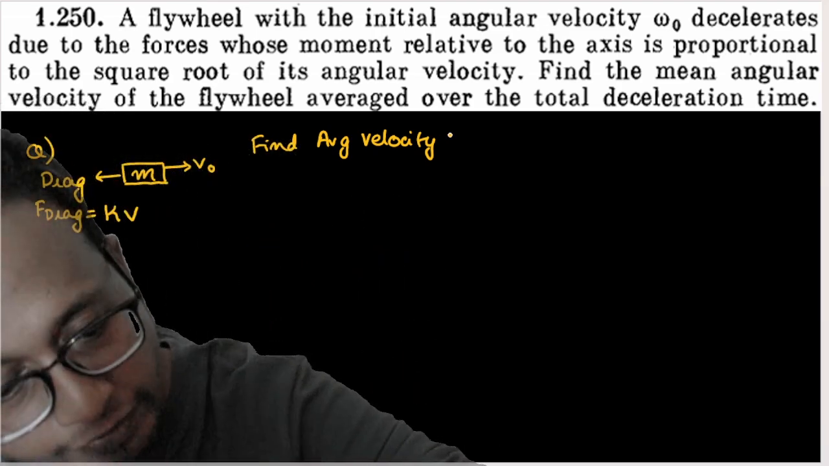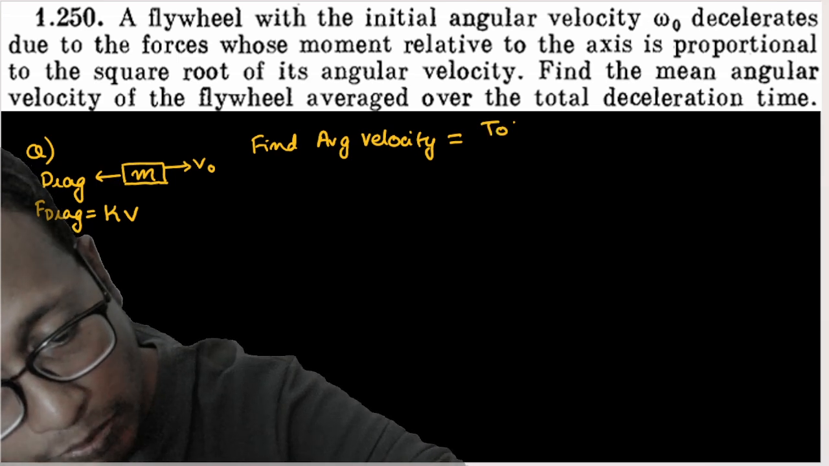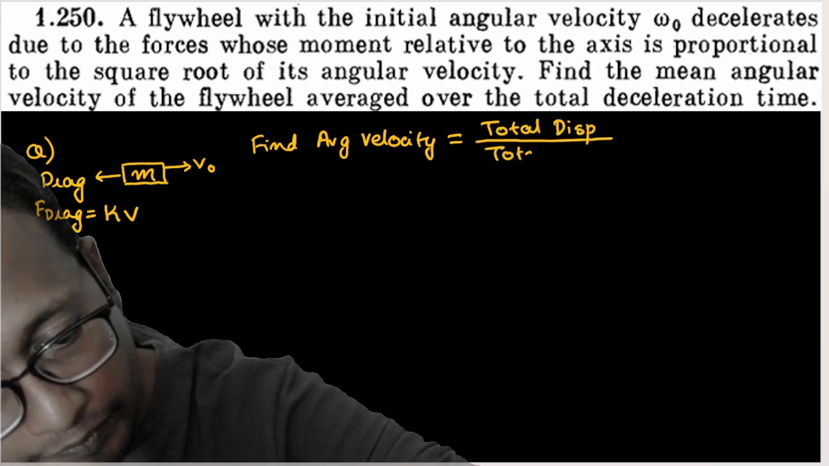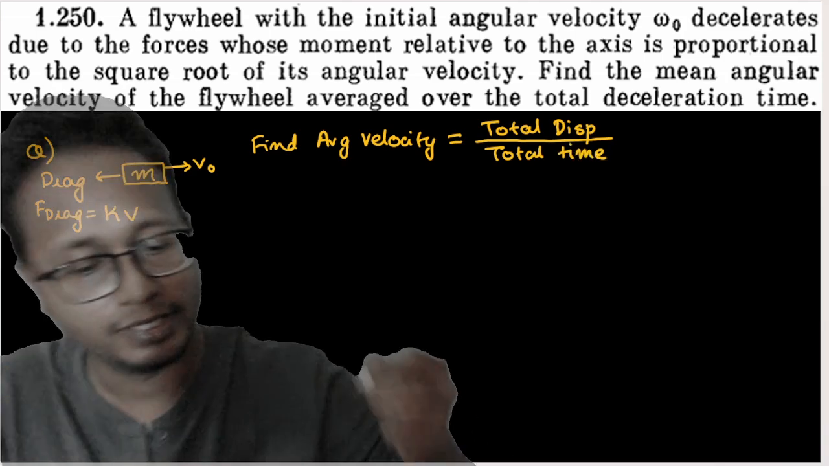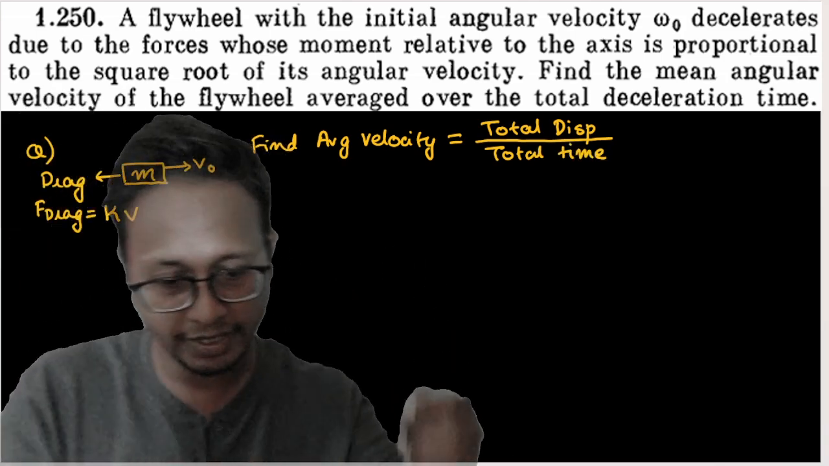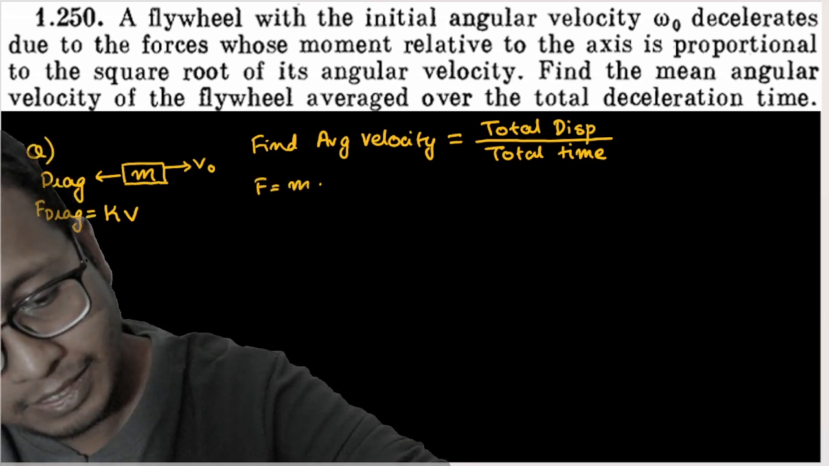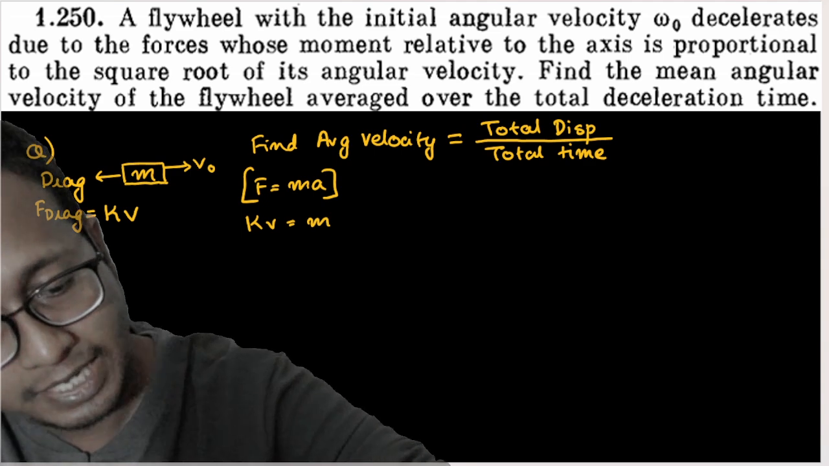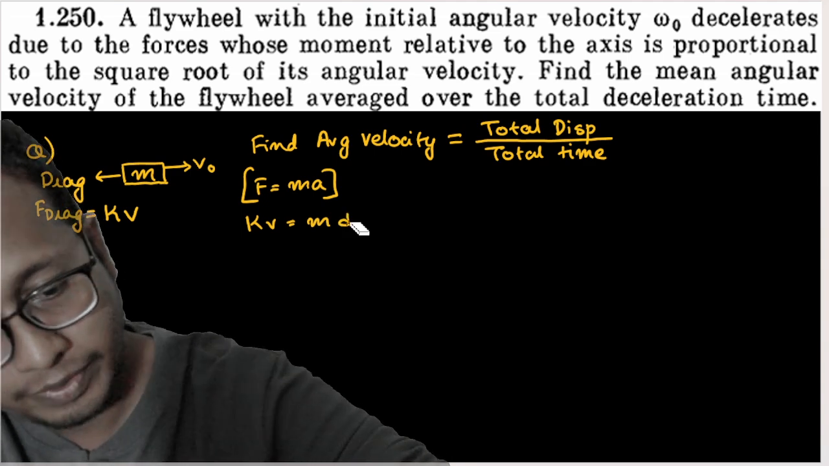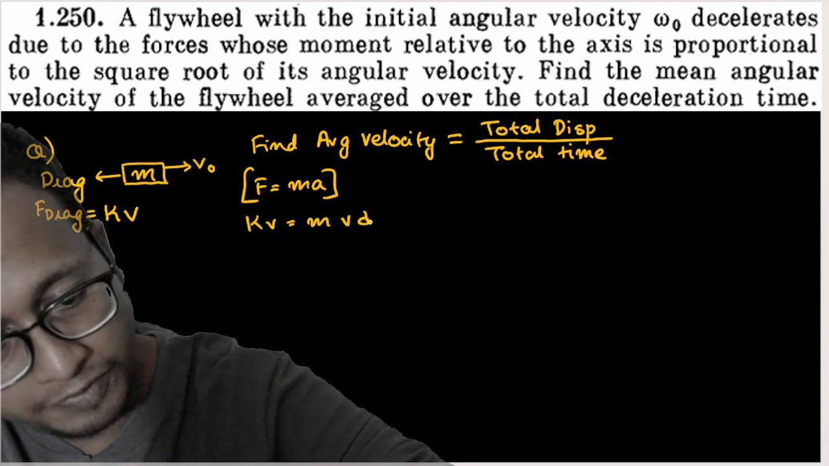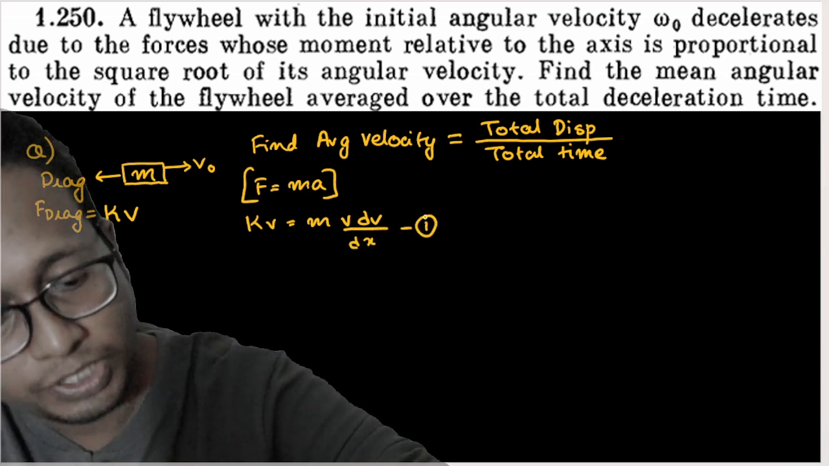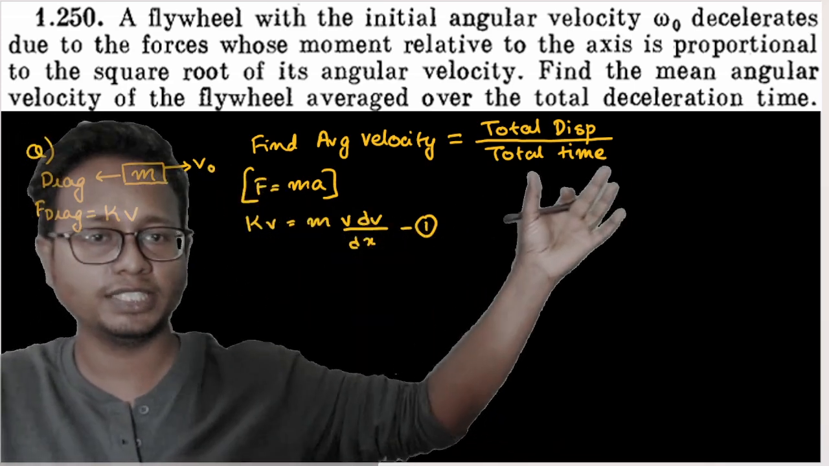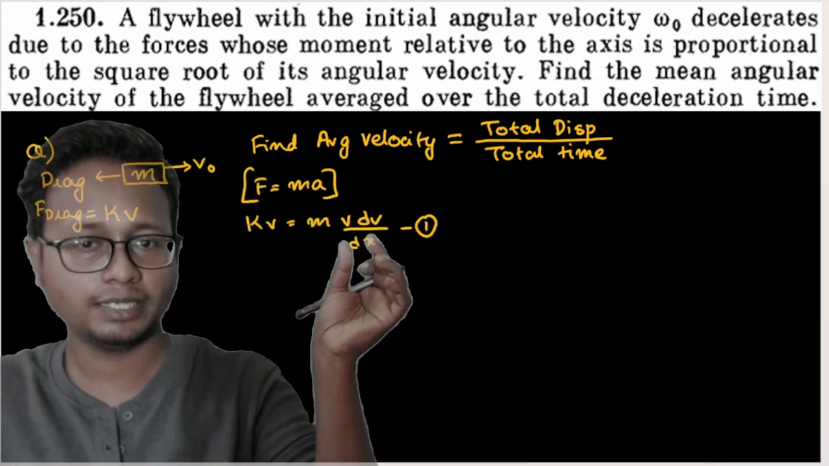And what is the formula for average velocity? Total displacement by total time, isn't it? And how do I find the total displacement? Force is equal to mass into acceleration. This is the main formula I use. What is the force out here? Kv. Acceleration can be written as v dv by dx. So from this equation, I'll get the total displacement because I know the initial and final velocity: initial velocity is v naught, final velocity is 0.